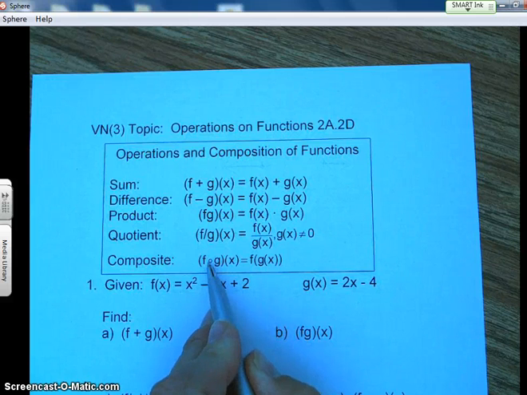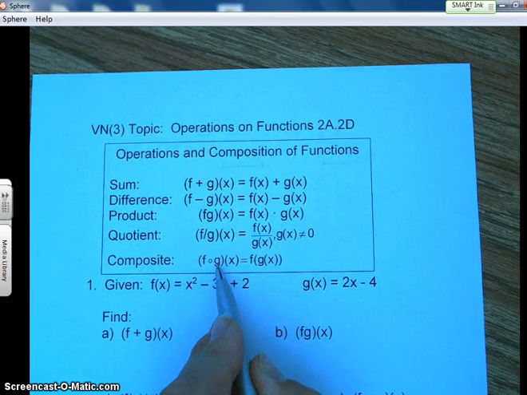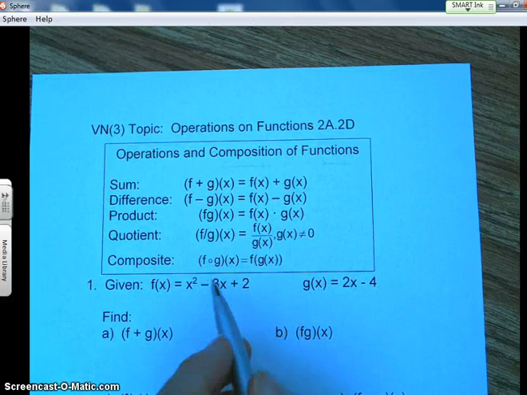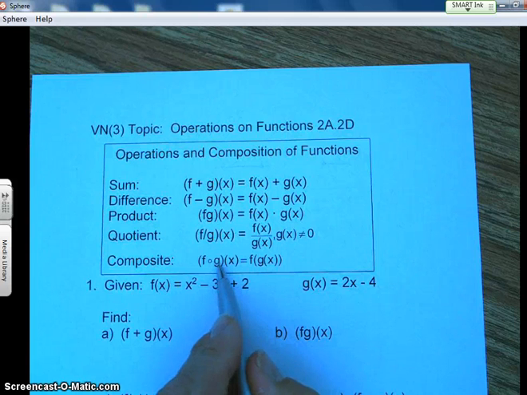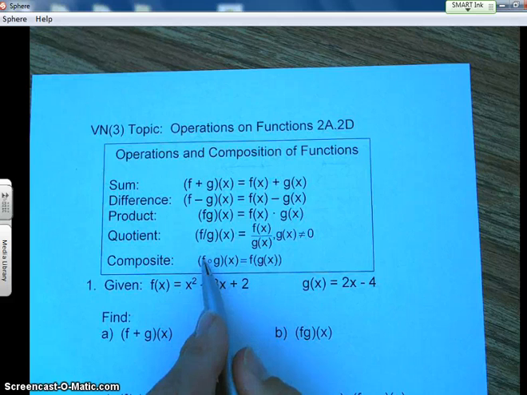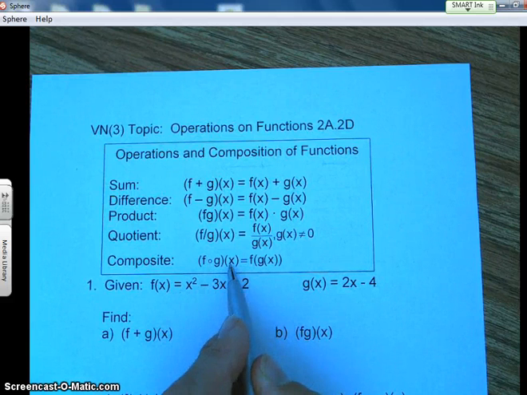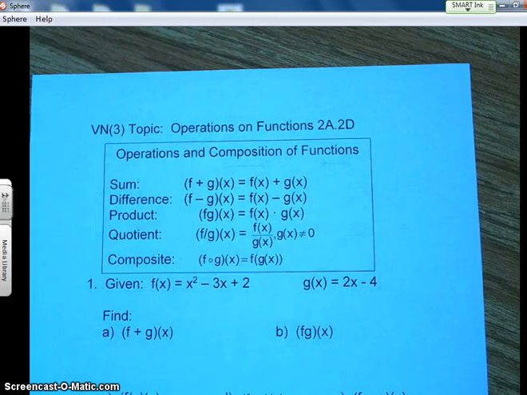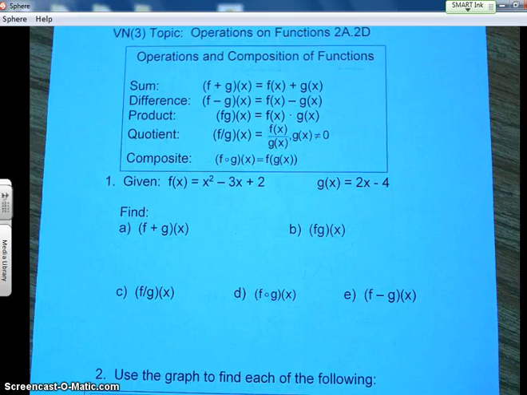little circle. This is how you read it. F of g of x. So what happens here is we're taking function g and we're going to substitute it into function f everywhere we see an x. You'll see what I mean in a moment. So let's take a look at some examples.